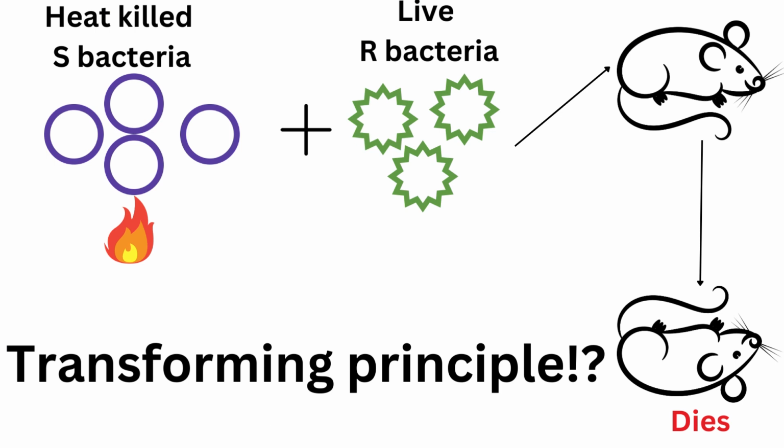Surprisingly, a mixture of heat-killed S bacteria and the live R bacteria caused the mice to develop pneumonia and eventually die. Griffith concluded that the R strain bacteria must have taken up what he called a transforming principle from the heat-killed S bacteria, which allowed them to transform into smooth-coated bacteria and become virulent. What Griffith, however, could not answer was what exactly was this transforming principle? Was it a protein, was it a nucleic acid, or polysaccharide?